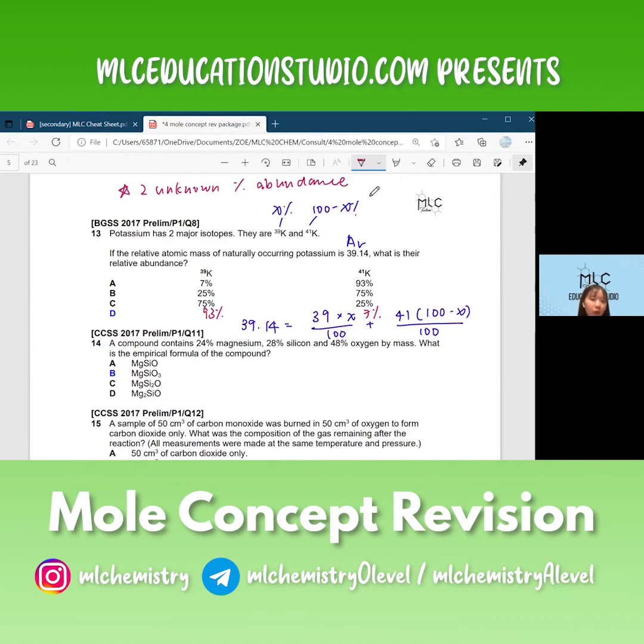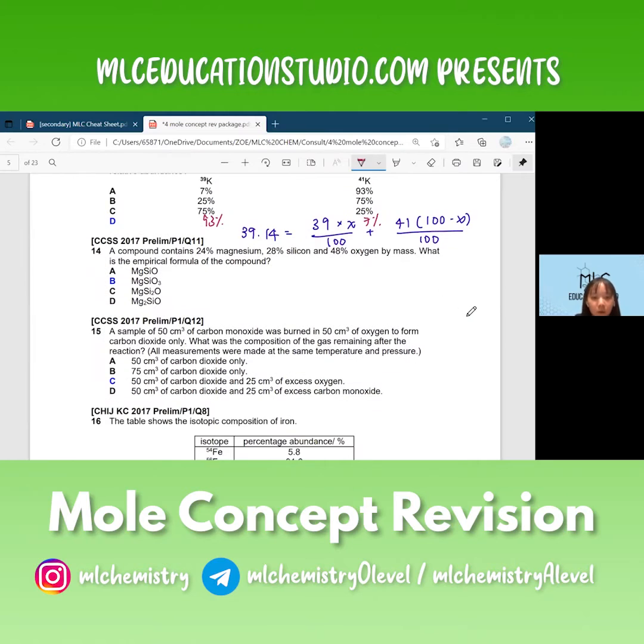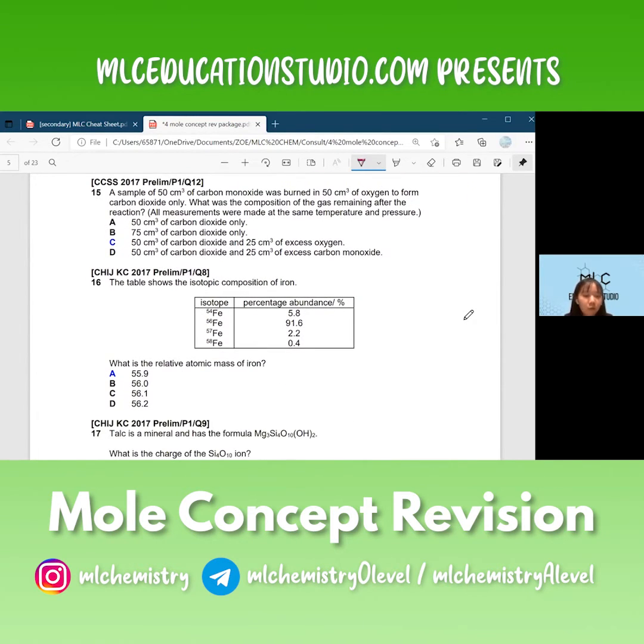Okay, so just to emphasize, if the question asks you to find two unknown abundances, the percentages, and the only things given are the AR and the isotopes, just use X and 100 minus X. It's always like that. From the equation, you will just use math and do it. Okay, 14, 15, any questions? Okay, if not, 16 to 20.